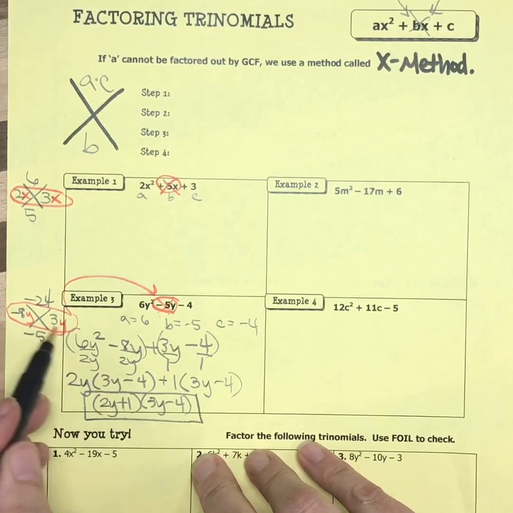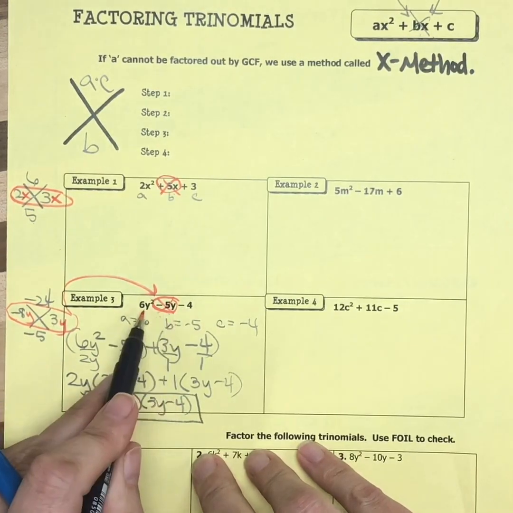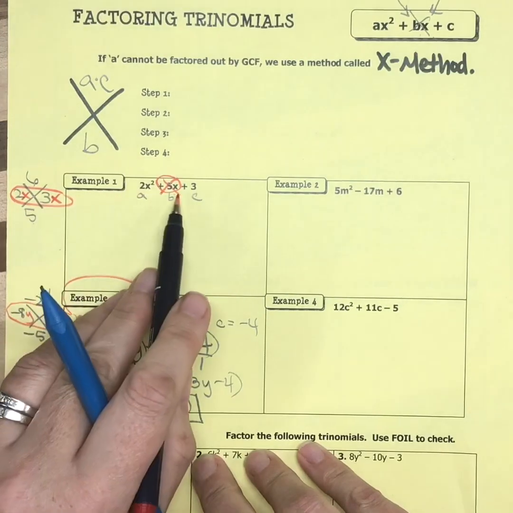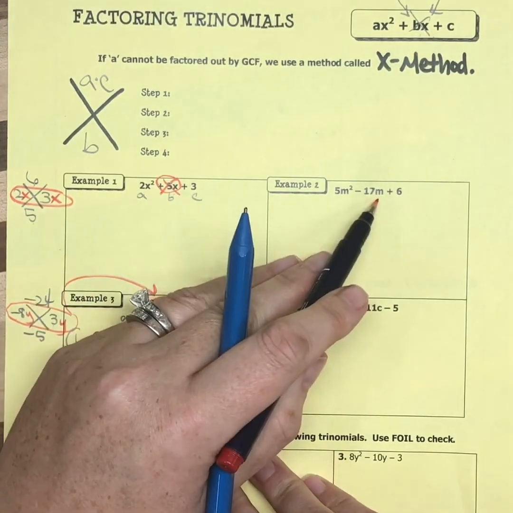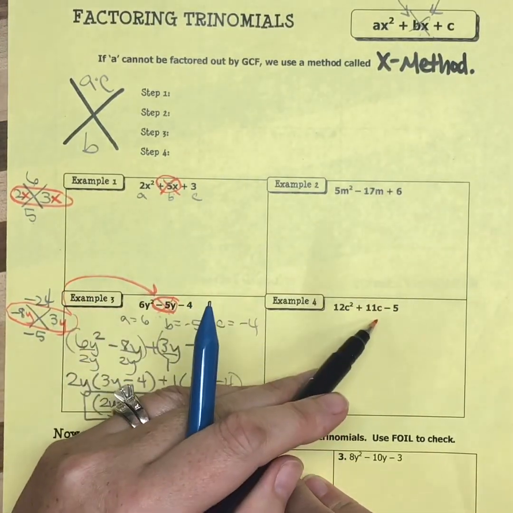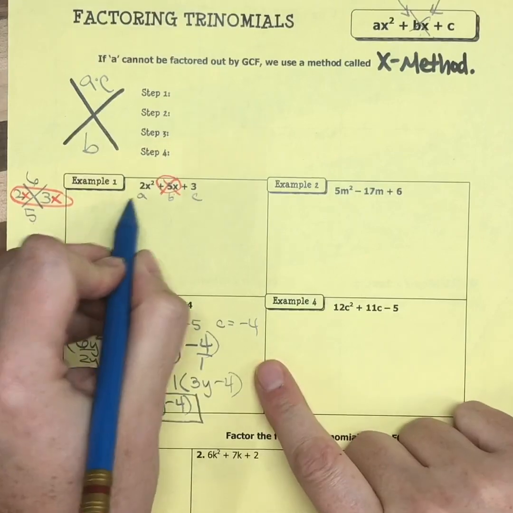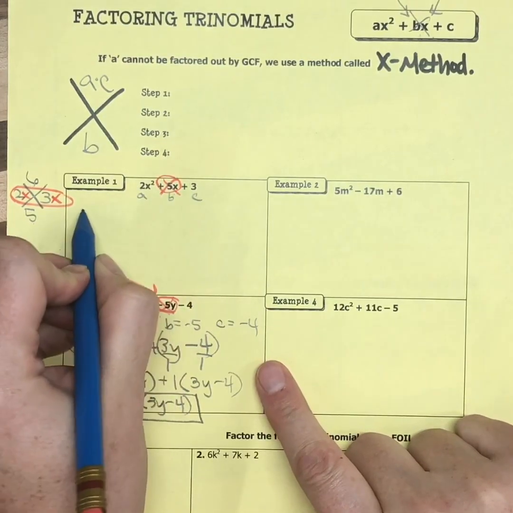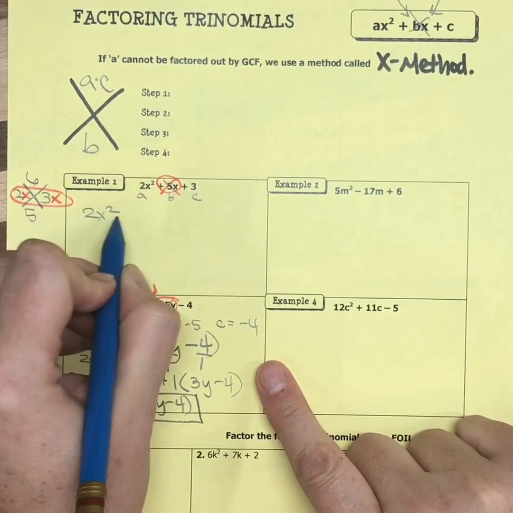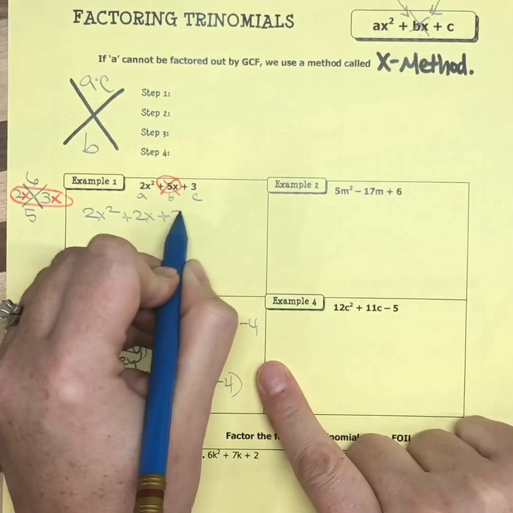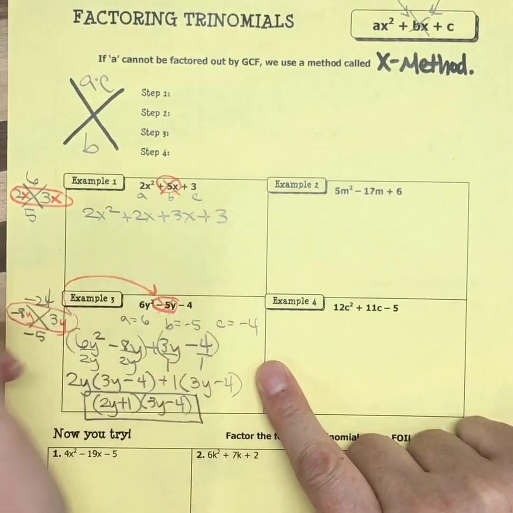Here we used y instead of x because that was the variable in the problem. So whatever variable is in the problem, like example 2, you use an m, example 4 is c. And that won't matter, okay? So I just replace the middle term. So I keep 2x squared the same. I have positive 2x, positive 3x, and positive 3.